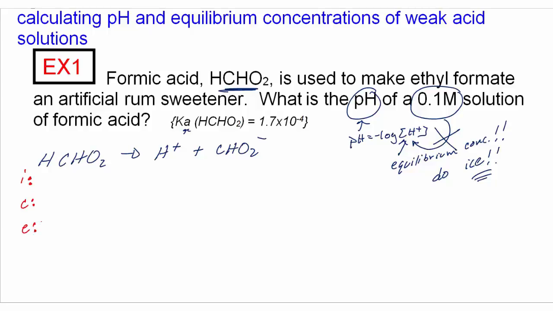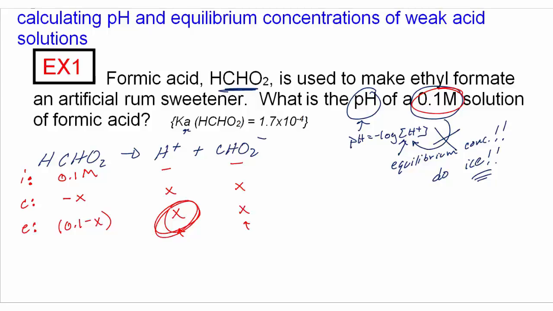The initial row, formic acid, we have 0.1 molar initially. We don't have any hydrogen ion or formate. Change row, negative X for reactants, positive X for products. So 0.1 minus X. Add up our change in initial row, X and X. So the hydrogen ion concentration is going to be X. Notice our formate is also X. They're the same concentration, but X is what we're after.